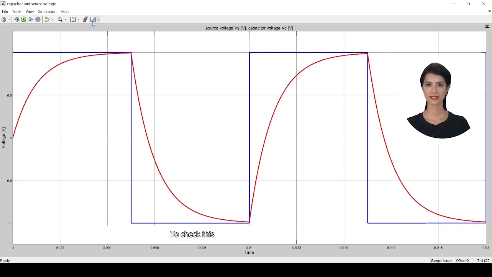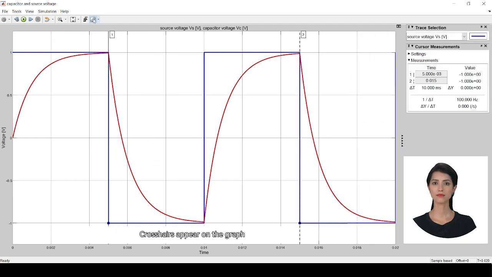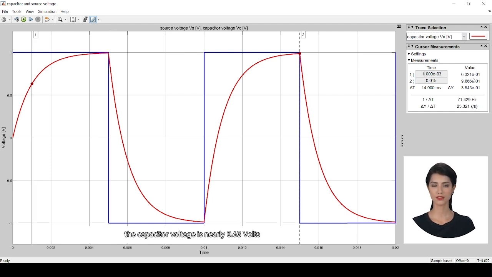To check this, we use the cursor measurements button. Crosshairs appear on the graph. We set the right crosshair to the capacitor voltage, then enter a time of 1 millisecond. Sure enough, the capacitor voltage is nearly 0.63 volts, just as predicted. Don't forget to click the icon again to remove the crosshairs when you're done.